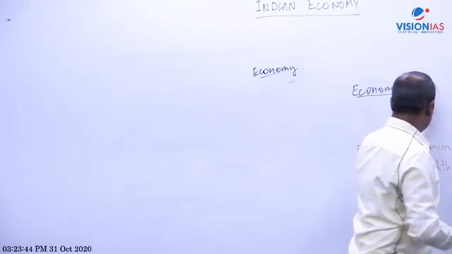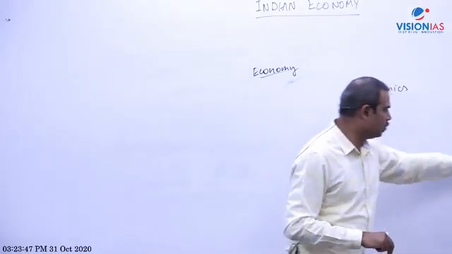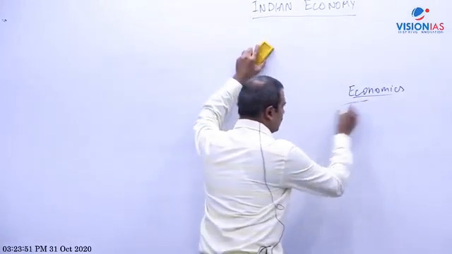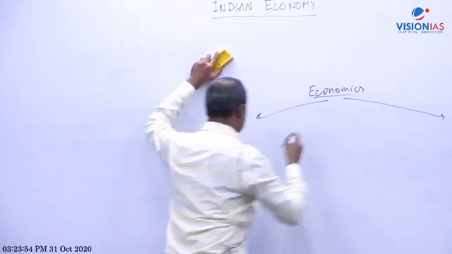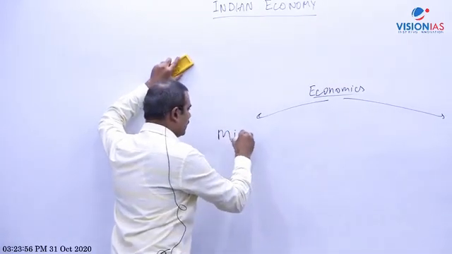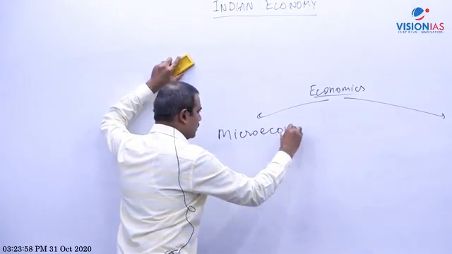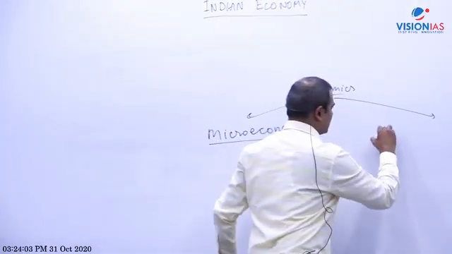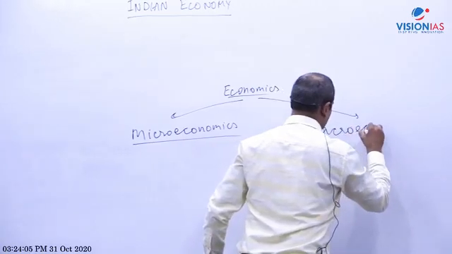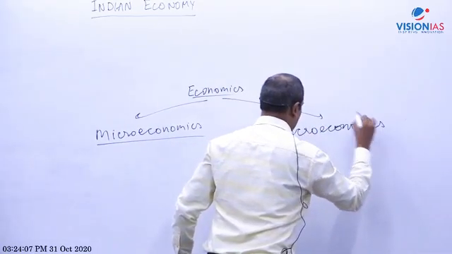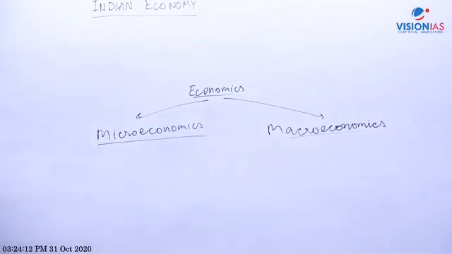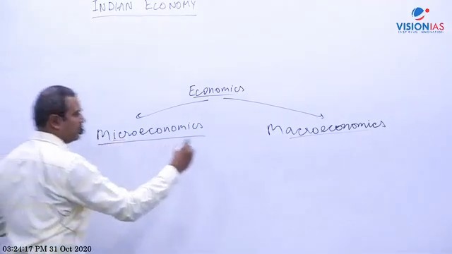There are two important branches of economics. Write down this also: microeconomics and macroeconomics. Micro means what? Micro means small, you must have an idea, and macro means large.